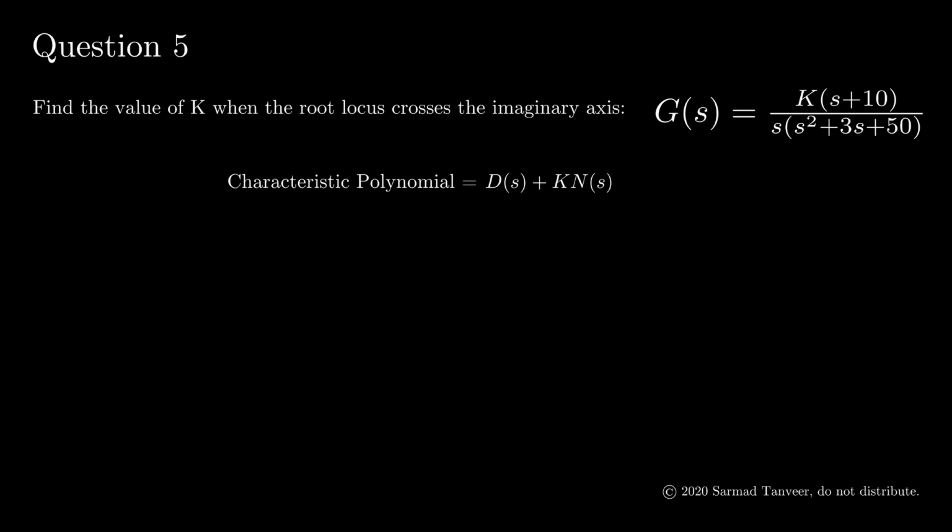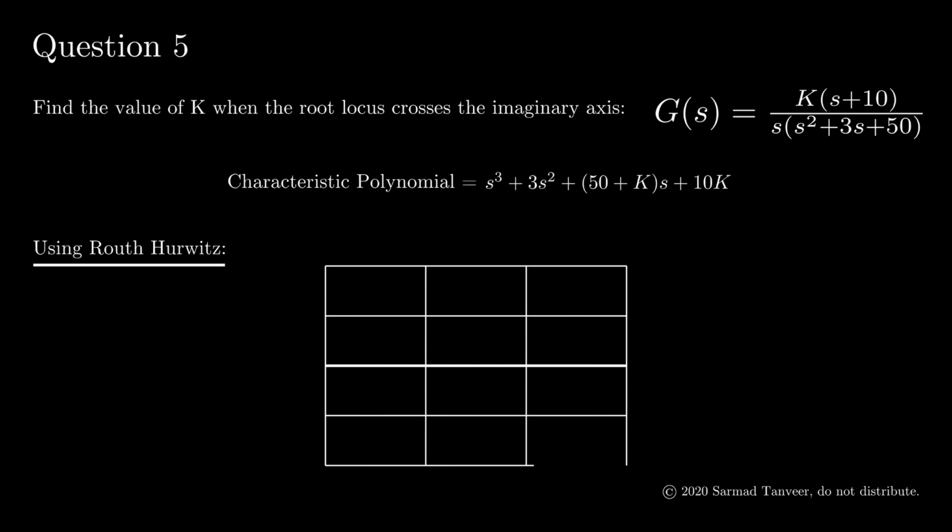We begin by obtaining our characteristic polynomial. The d of s term denotes the denominator of our open loop transfer function, and the kn of s term denotes the numerator of our open loop transfer function. We can simplify this term to obtain an ordered polynomial. We can fill in the first two rows of our table by using the characteristic polynomial. We have a3, the coefficient in front of the s to the 3 term. Similarly, a2 is the coefficient in front of the s to the 2 term, and so on.